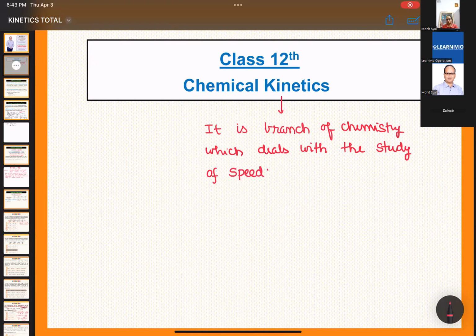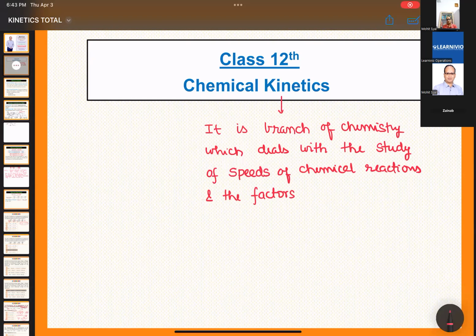Speed is also known as rate. So it is a branch of chemistry which deals with the study of speeds of chemical reactions and the factors which affect it. Can you give me some examples of factors which can affect the speed of a chemical reaction?